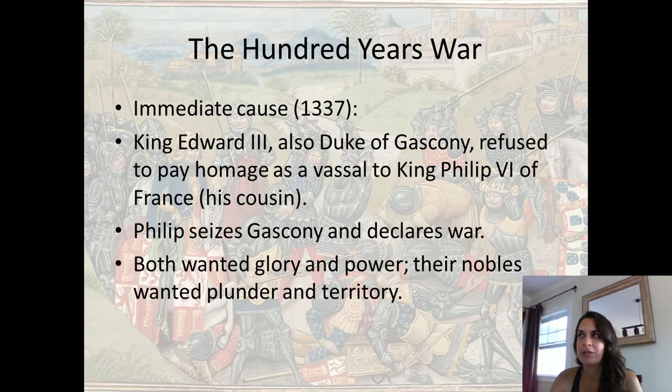Also, something to know about these two men: they both really liked war. Most kings did. That was how you proved yourself as a king and as a leader, and that's also how you kept your military in shape: you made them actually go to war for real. And so they both wanted the glory and the power. Their nobles wanted plunder and territory that would be promised to them if they won.